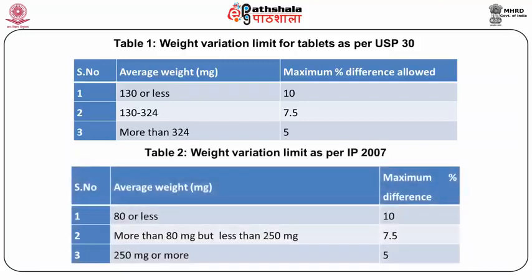In the second table, Indian Pharmacopoeia states that if the weight of the tablet is 80 milligrams or less, the percent deviation allowed is 10%. But if the weight lies between 80 milligrams and 250 milligrams, the deviation allowed is 7.5%. However, if the weight is more than 250 milligrams, then the deviation allowed is 5%.